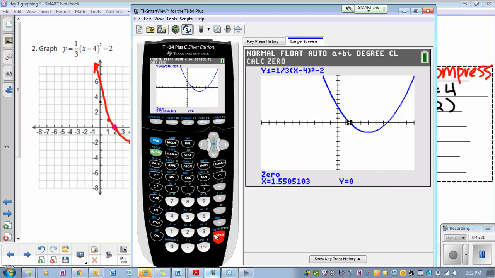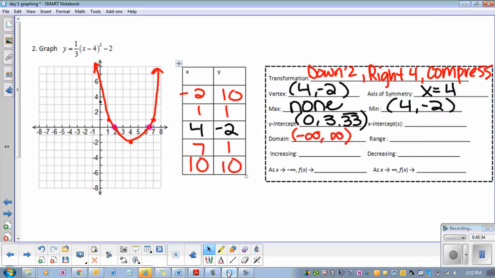And that tells me 1.55, comma 0. Perfect. 1.55, comma 0. Okay, let's go and find the other one.